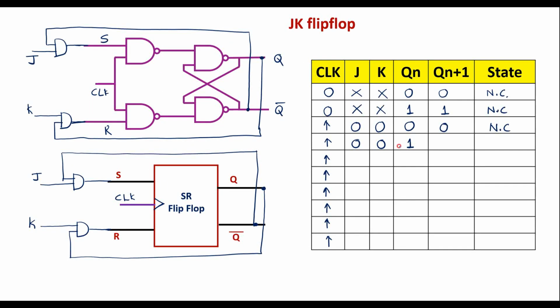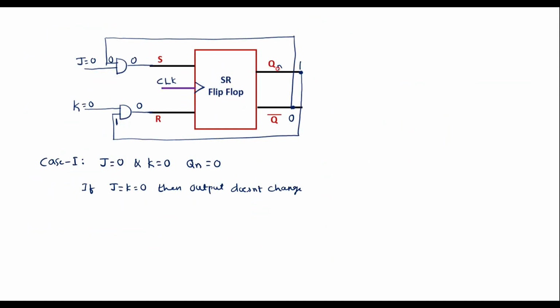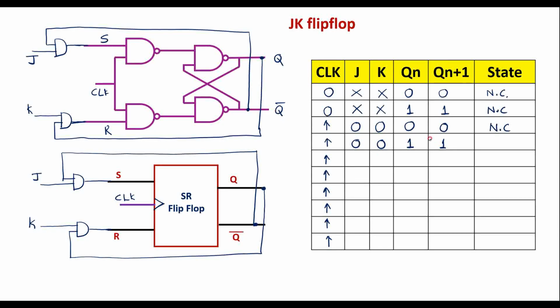So therefore, now I can say when Qn is 0, then Qn plus 1 will be the same as Qn. Here we are considering the initial value before applying the clock as Qn. After applying the clock, we get the updated output, that is nothing but Qn plus 1. So here also it is no change.